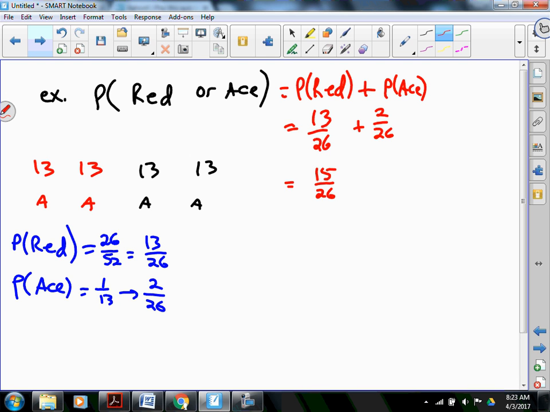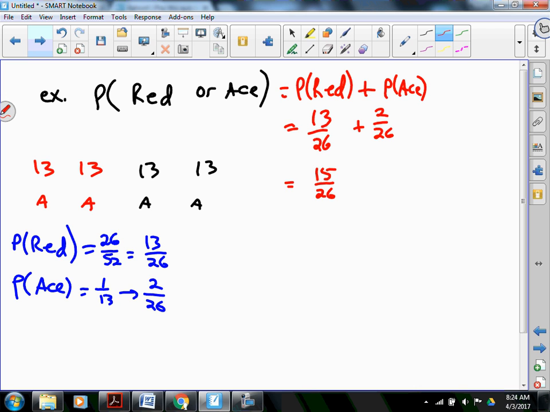Let's think about something. Red or an ace. So there's 26 red ones, and there's 4 aces total, right? Something's not right. I think there's something that's off, because that would be 30. There's 26 and 4, but aren't there some that double up? Aren't there some that are red and an ace? And aren't we kind of counting those twice? So don't we have to subtract that out? We can't count those twice.